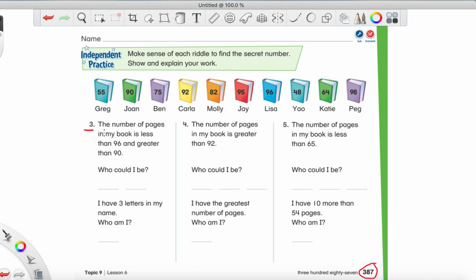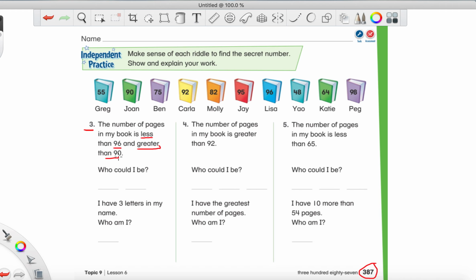All right, so let's see what the first sentence says and see what they want us to figure out here. We see that we have a whole bunch of books with numbers on them, and each book also has a name. I'm guessing that is who the book belongs to. So it says the number of pages in my book is less than, so I'm going to underline the word less, and 96. And it's greater than 90.